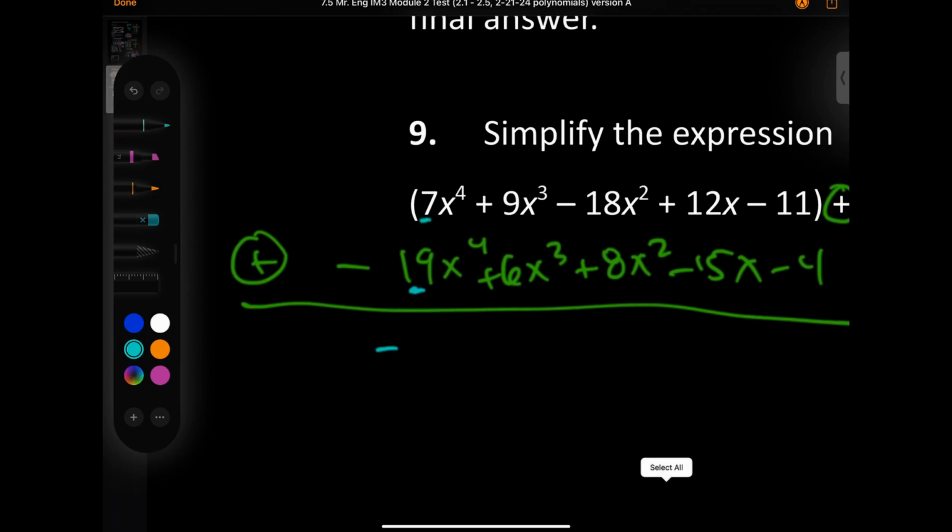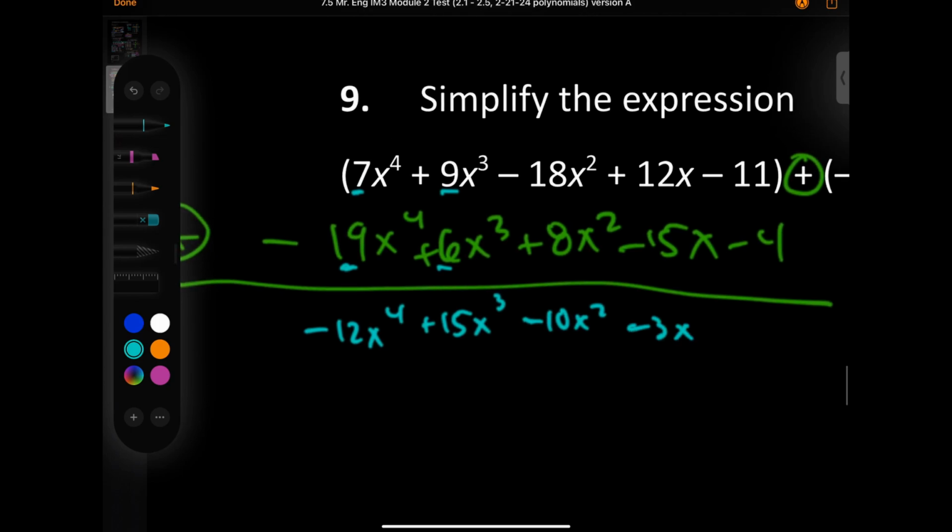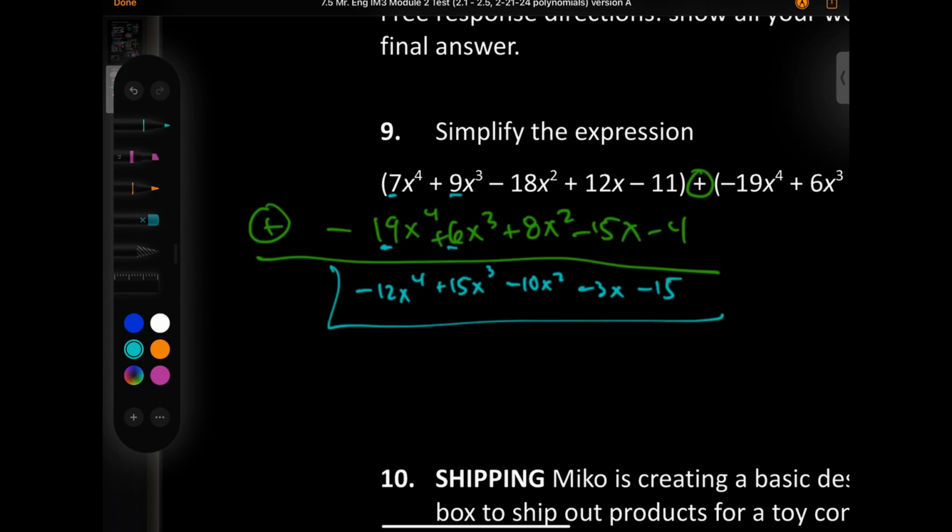7 minus 19 is negative 12. 9 plus 6 is 15. The degree or exponent stays the same. Negative 10x squared minus 3x minus 15 is our answer. Let's box that.